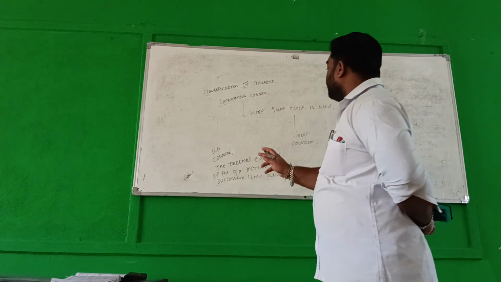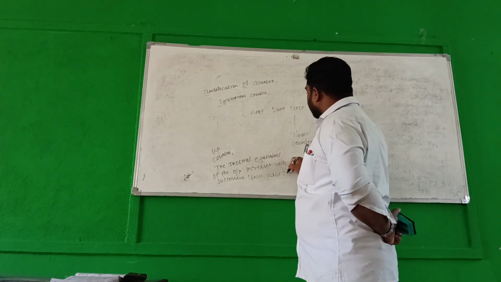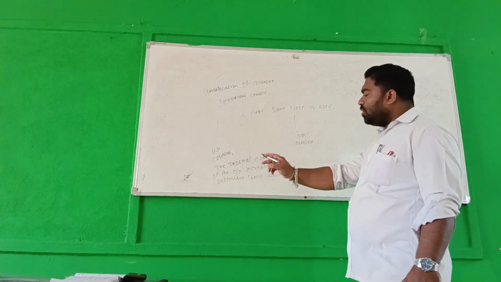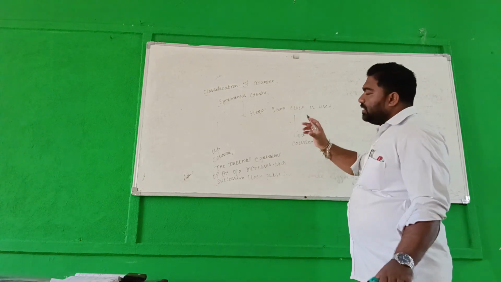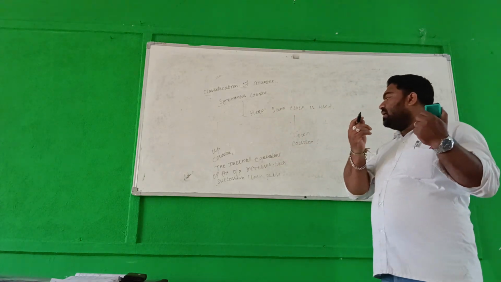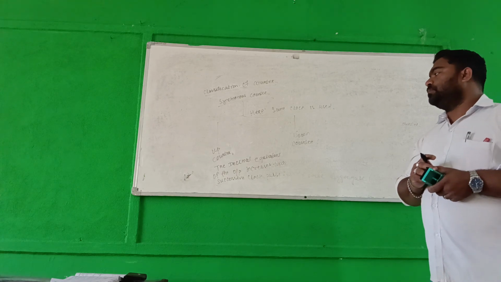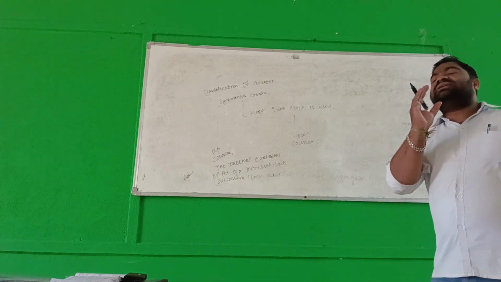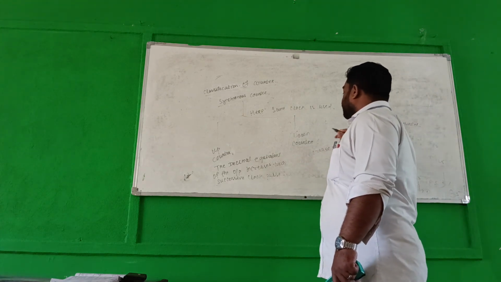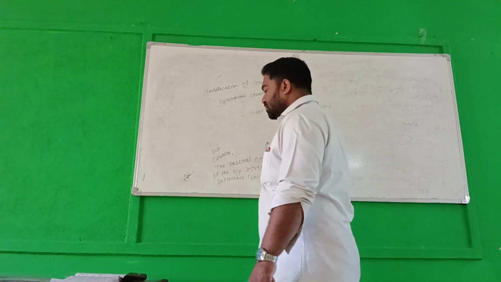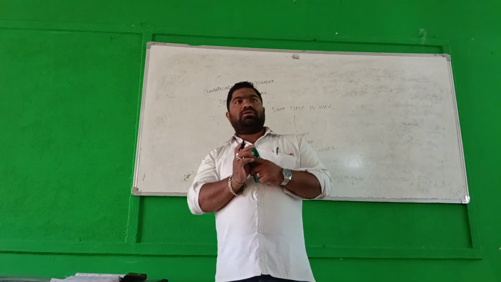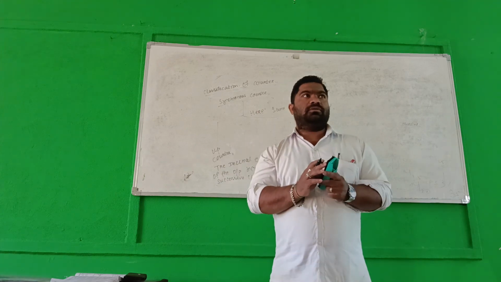And for the down counter, what happens? The decimal equivalent of the output decreases. In both counters, we take the decimal equivalent of the output. In the up counter it increases, in the down counter it decreases. So this is all about synchronous, asynchronous, and up and down counters and all about counting.